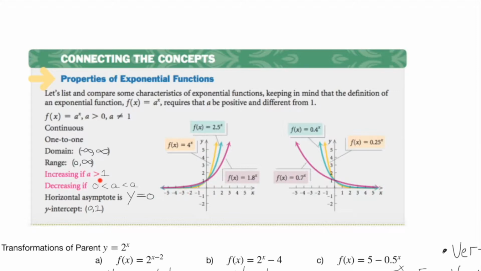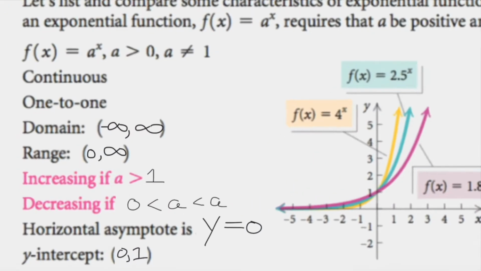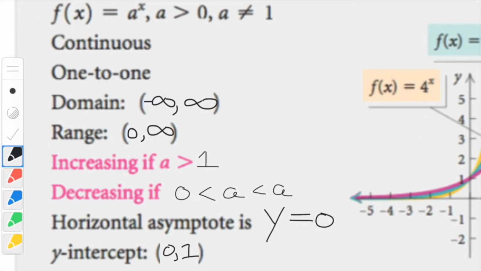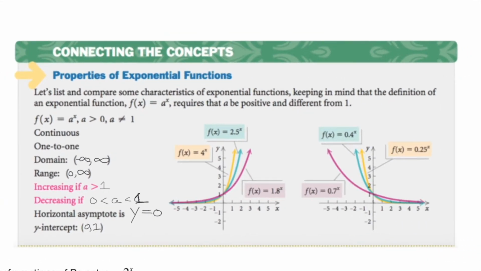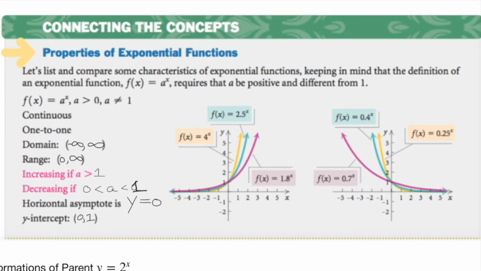And it's increasing if a is greater than 1, like 2.5, 4, 1.8. If a is greater than 1, this is what you get, and if a is less than 1, like 0.7, 0.4, 0.25, then it's going to look like that. Actually, this is an error. This should be a 1. It'll have a horizontal asymptote of y equals 0. That's the x-axis. And it'll always have a y-intercept of 0, 1. Notice all of these go through the same point right here, 0, 1.